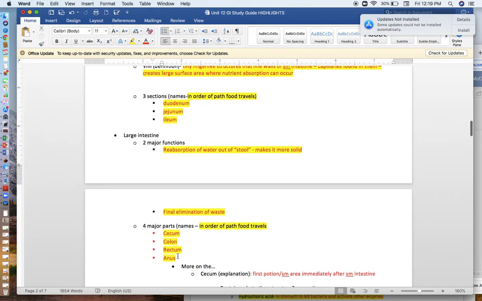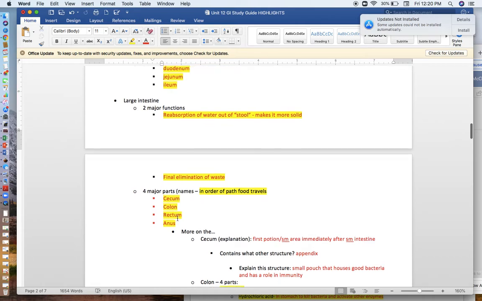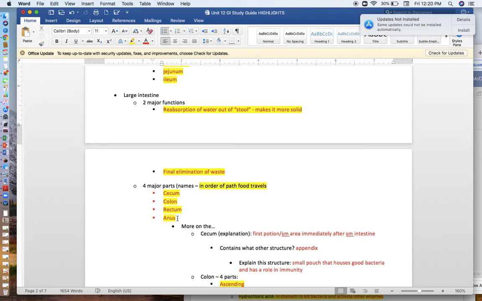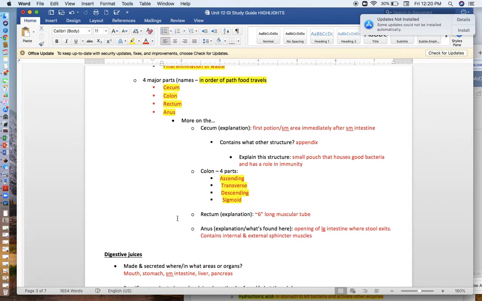The 4 major parts, again, you want to know the order that these occur. The first part after the ileum of the small intestine is the cecum, just a small entryway really, and then we have the colon, which is the longest part, the rectum, and then the anus. The cecum, again, is the first portion. It contains the appendix, which is a small pouch that houses bacteria to help with digestion.